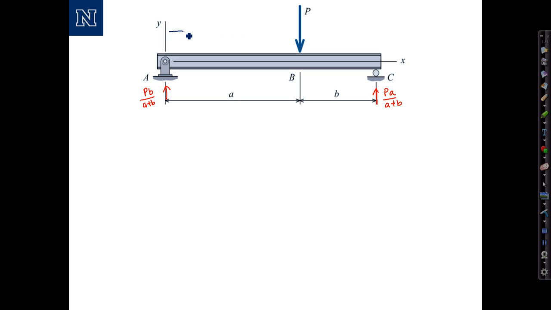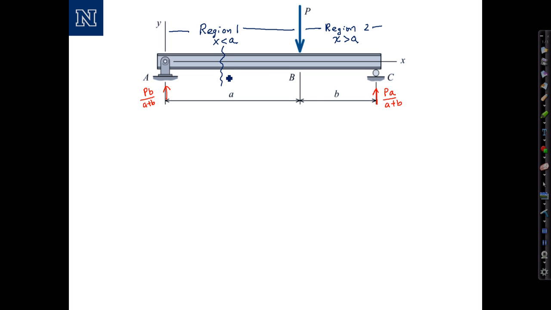For this case, I'm going to call everything to the left of my concentrated force region 1, which is represented generally by the distance x less than A. I'm going to call everything to the right of the concentrated force region 2, which is represented generally by coordinate x greater than A. And we analyze each region independently by making a cut somewhere in the middle.